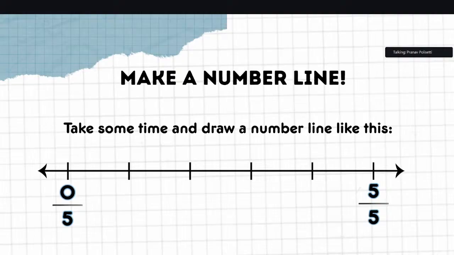So make a number line. It's your turn. So take some time and draw a number line similar to this, where we start at 0 over 5 and we end at 5 over 5. And make sure to draw the right amount of vertical lines in between those two. If you have any questions, make sure to ask.